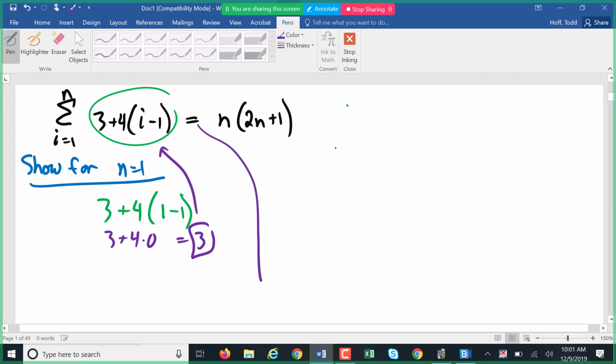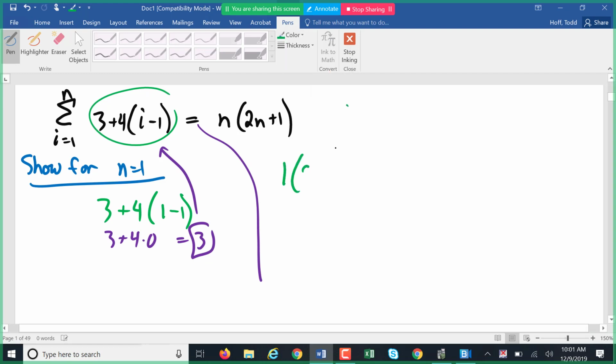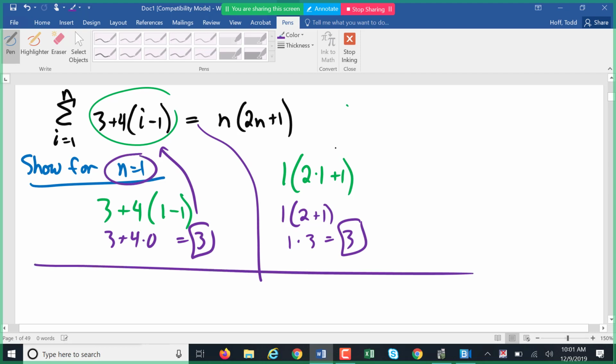On the right side, I put 1 in for n. 1 times 2 times 1 plus 1. And then I just do the algebra. 2 times 1 is 2, plus 1 is 3. 1 times 3 is 3. So it is true for n equals 1. We showed that.